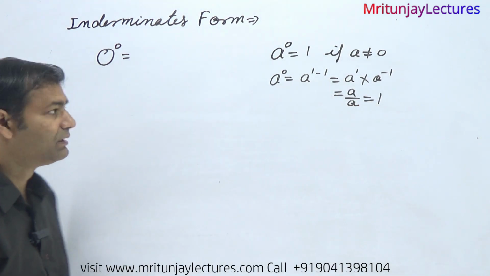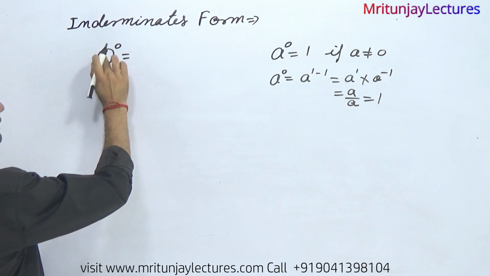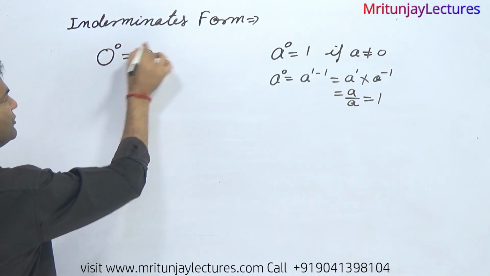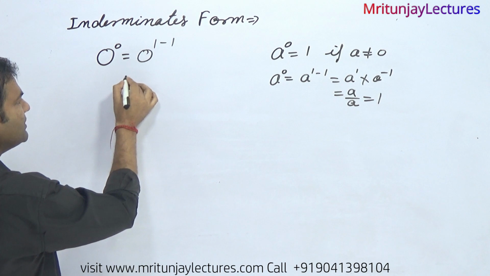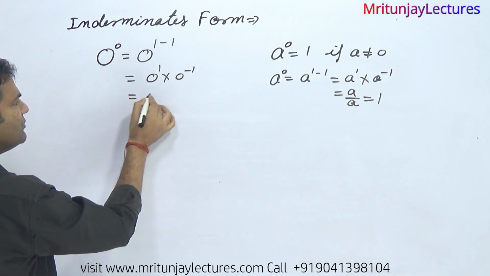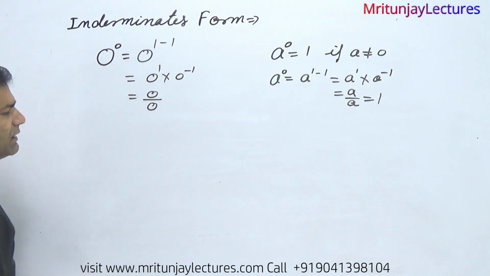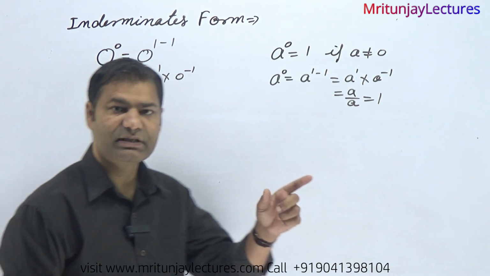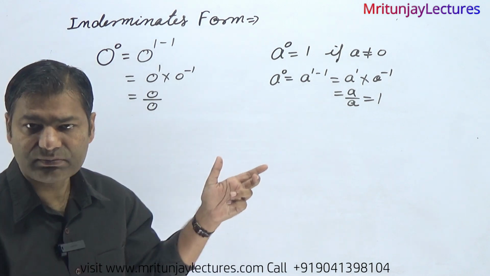Clear or not? Similarly, consider 0 to power 0. It is written like this: 0 into 0 to power minus 1. So you can say that it is 0 by 0, which is an indeterminate form.